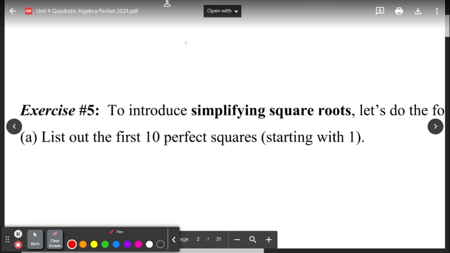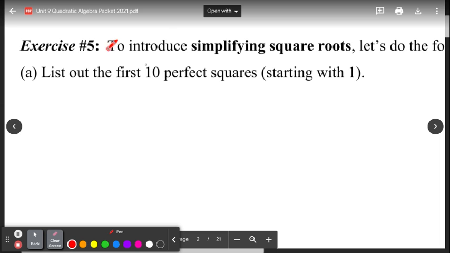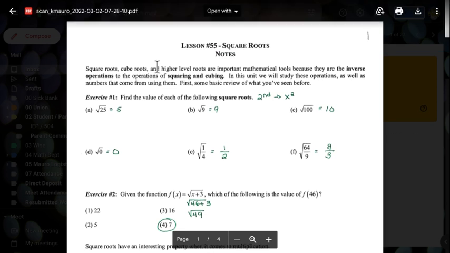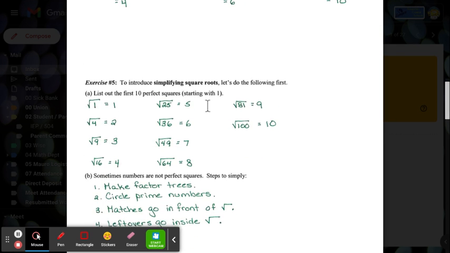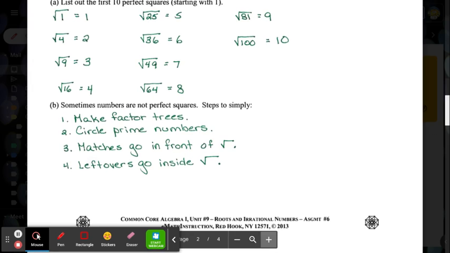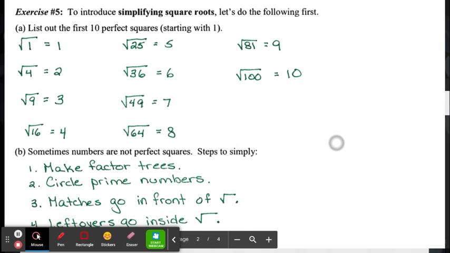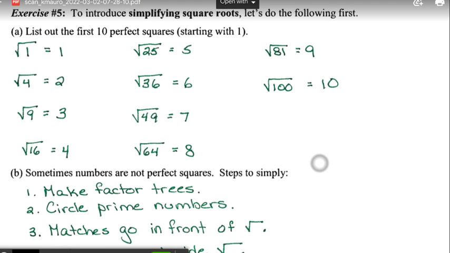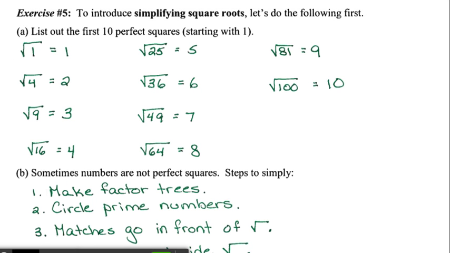So moving down to exercise 5, I suppose I should have put this first in the notes. We're going to list out our first 10 perfect squares. So for this, I'm going to grab my answer key because it's just going to be a little bit neater. Okay, so before we move on to the next lesson, pause this and copy down all those perfect squares. I'm going to stop this video and then we'll move on to simplifying our square roots.